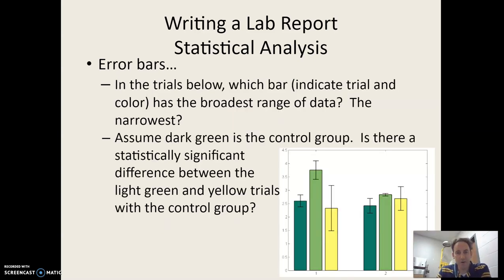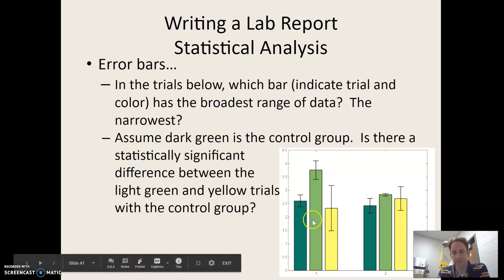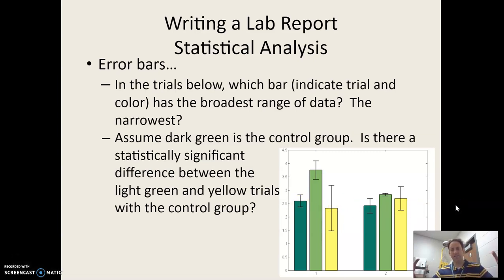So take a moment. In the trials below, which bar has the broadest range of data and which bar has the narrowest? Take a look at these different error bars and decide which has the widest spread of data and which has the narrowest. And then 2, assume that dark green is a control group. Is there a statistically significant difference between the light green and yellow trials compared to that control group? Okay, so pause, and think about those 2 questions.